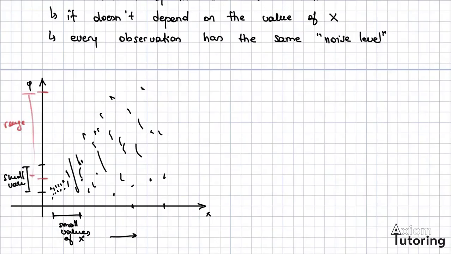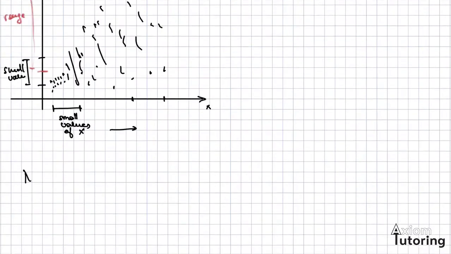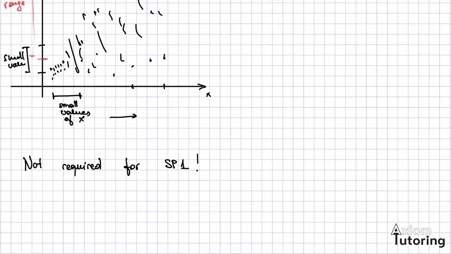But why does homoskedasticity matter? First of all, homoskedasticity is not required for unbiasedness, so not required for statistical property 1. However, it will be required for having a clean variance formula for the variance of the beta 1 hat, the beta 2 hat, and the beta null hat. So it will be required for statistical property 2.